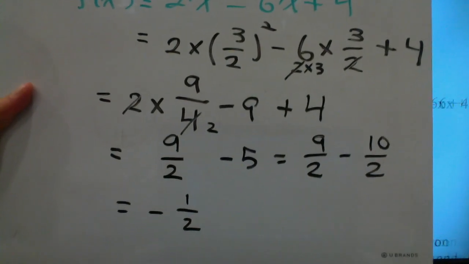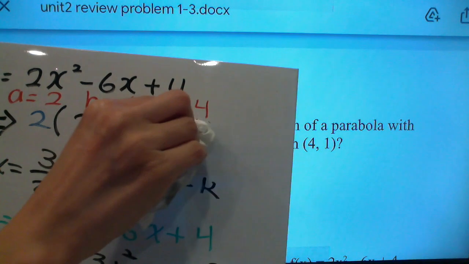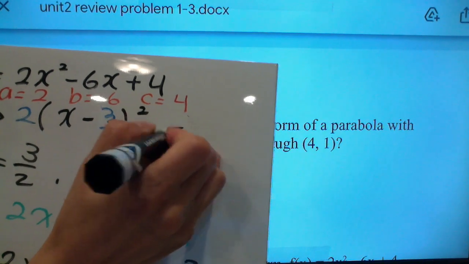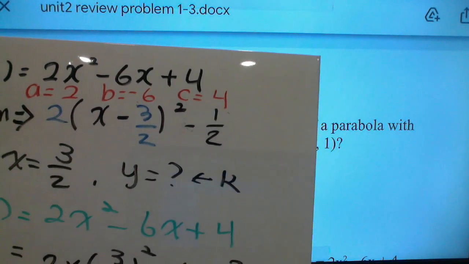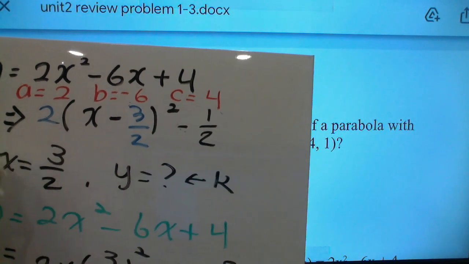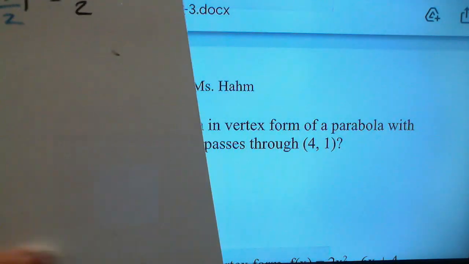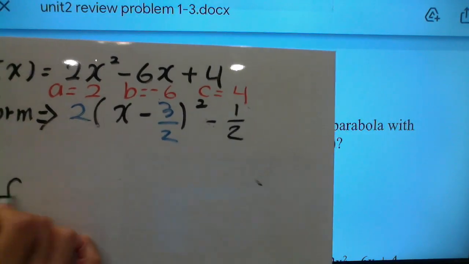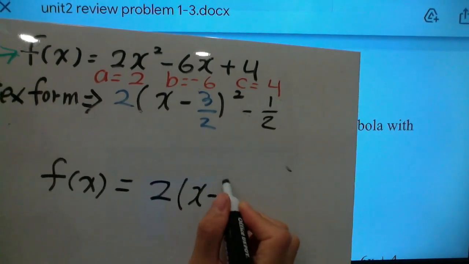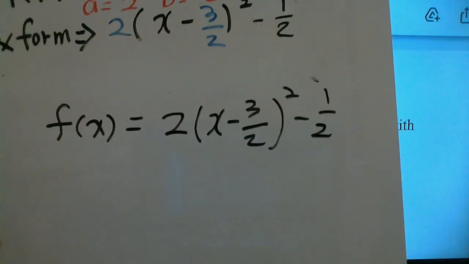Yes? So now what do I do? Here, k will be negative 1 over 2. So what's the answer? I'll write it here again. f(x) equals this. This is the answer.